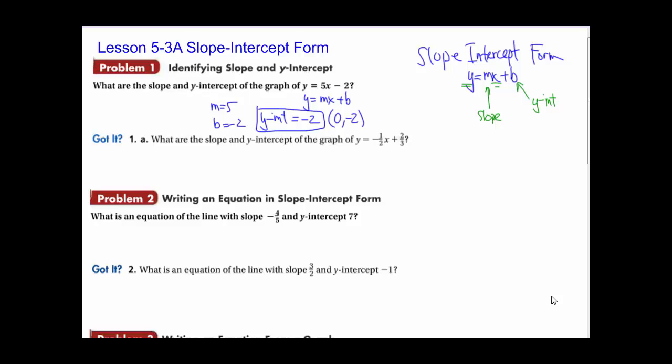So on 1a, what are the slope and y-intercept of the graph of y equals negative 1/2 x plus 2/3? We have to recognize again, it is in y equals mx plus b. So we know that this value that is attached to the x, or being multiplied by the x, is our slope. So m equals negative 1/2, and our y-intercept is equal to 2/3, or we could say (0, 2/3).